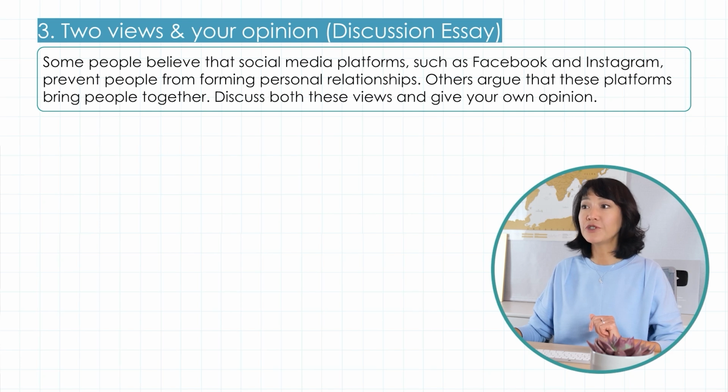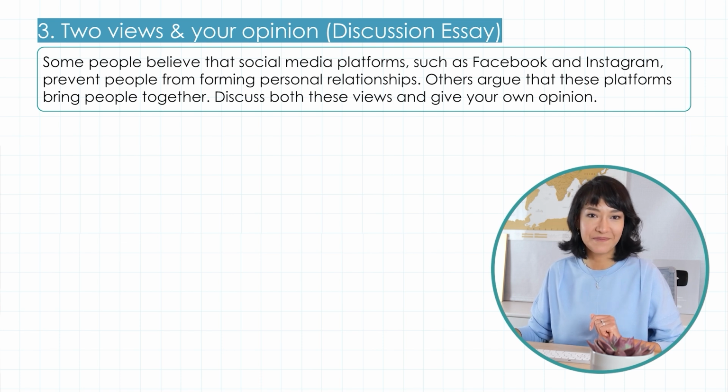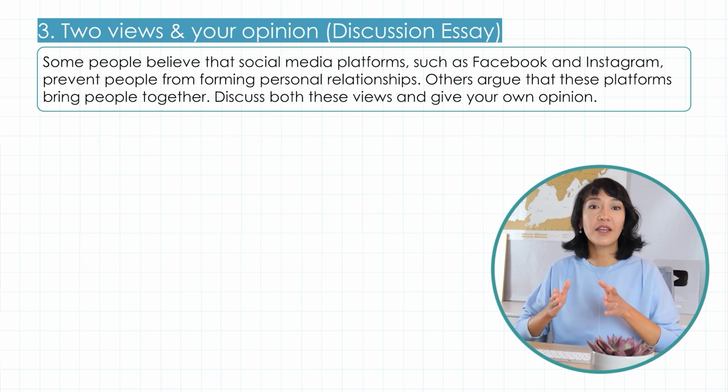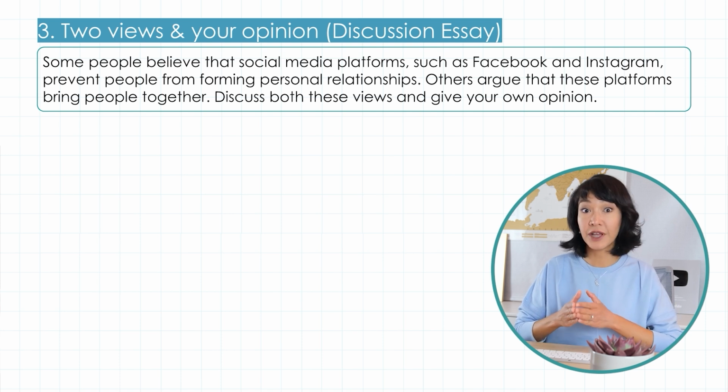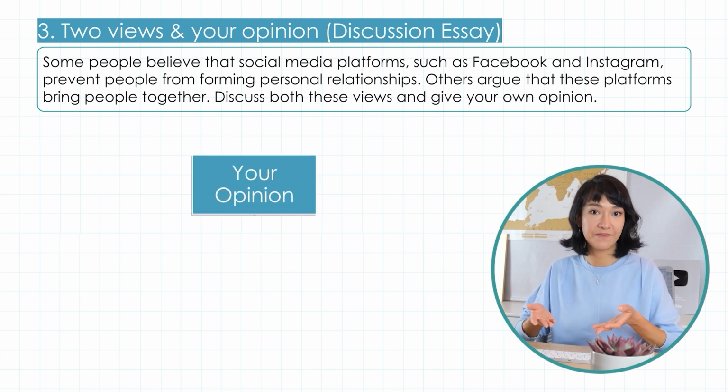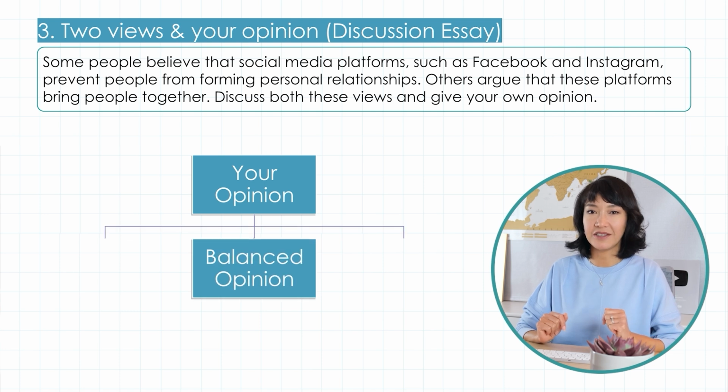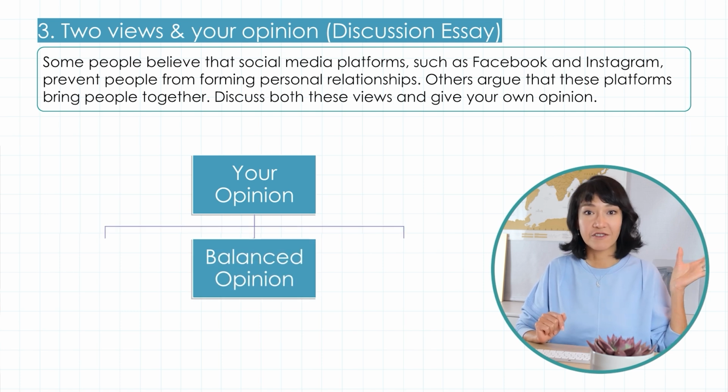Here is our task. Some people believe that social media platforms such as Facebook and Instagram prevent people from forming personal relationships. This is the first view. Others argue that these platforms bring people together. This is the second view. Discuss both these views and give your own opinion. We have the two views, and you need to choose which one you agree with. This is your opinion. You may have a balanced opinion, just like in the agree-disagree essay.